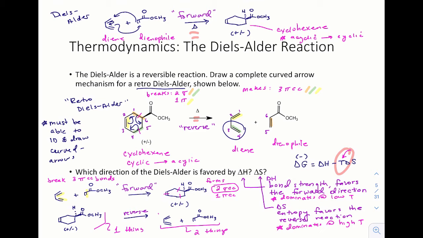That's just not true. And you're not going to have to predict too often which direction is favored. I'm going to give you, okay, draw this mechanism or predict the products of this reaction. So you won't be having to make many decisions about which direction is favored. You just need to know that both directions of the reaction can occur.